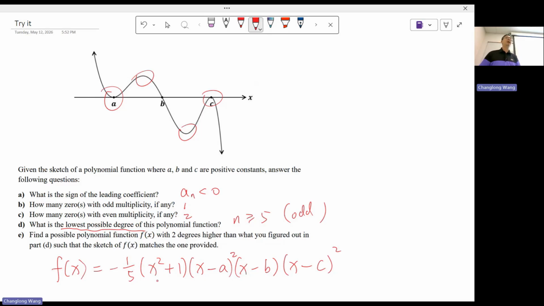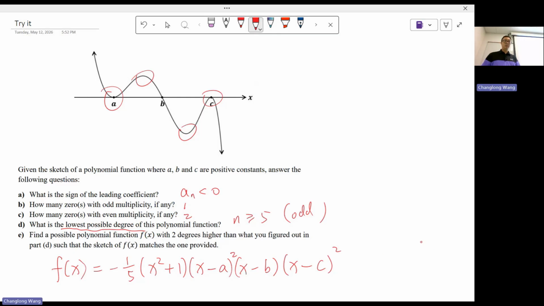But by having a factor like that, it does raise the degree of the polynomial. So now I'm not just looking at 5. I can make it 7 just by having an x squared. I can make it x to the 4th, or x to the 6th, to raise the degree of the polynomial to however I want. But I still want an odd degree for the polynomial, at least 5. Okay.